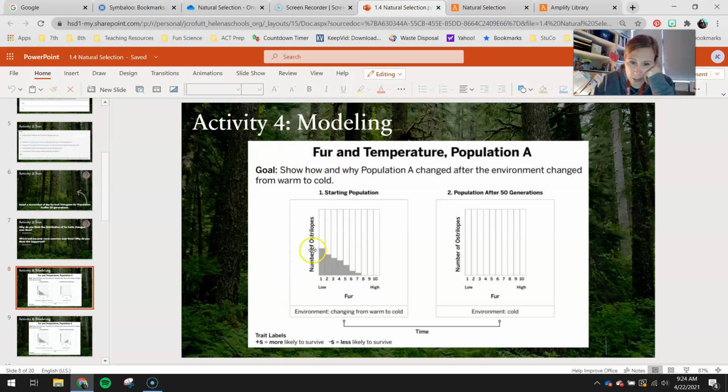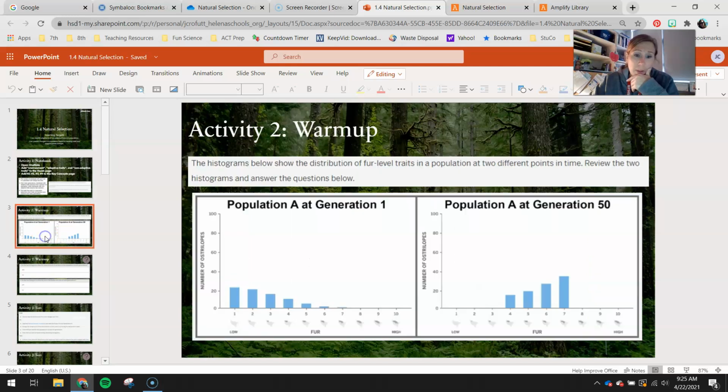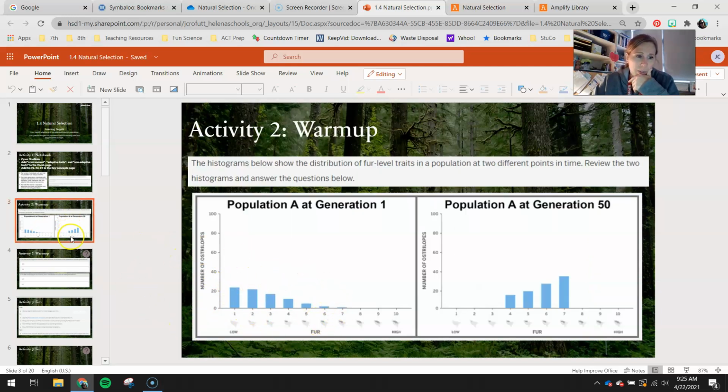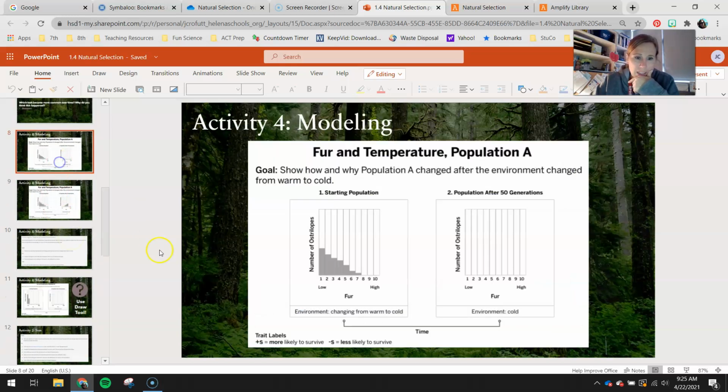So you guys can see what the starting histogram looked like, and this is very similar to what you guys started with as well. Okay, it's also the same as what you guys saw in the warm-up. Okay, we have that same little distribution there. It doesn't look as large, but that's just because your scale's off a little bit. So you guys can still see that it's the same distribution, increasing from 7 up to 1. Okay, so our environment changed from warm to cold, so then 50 generations later, our environment was cold. So you guys can see starting population and population after 50 generations.